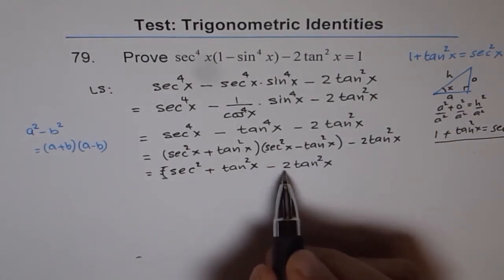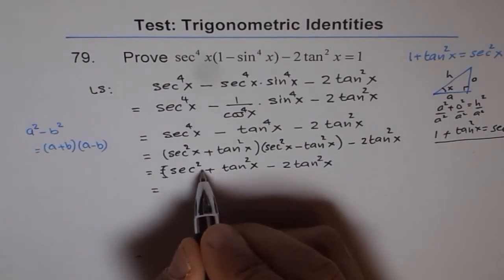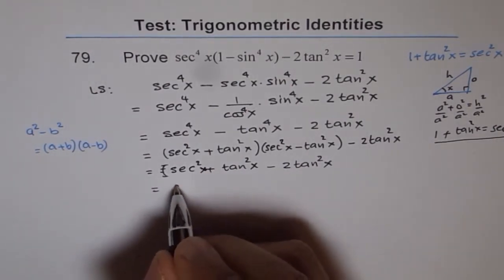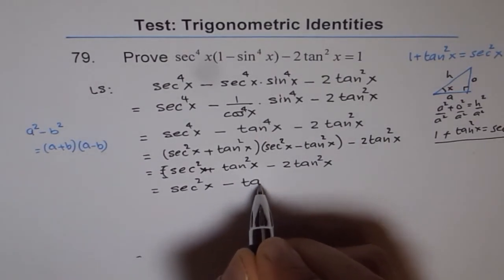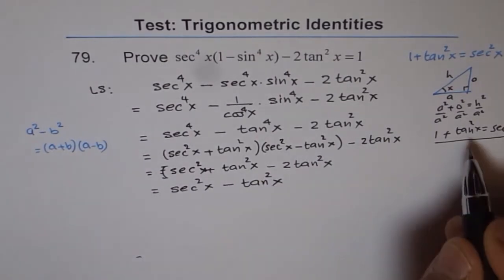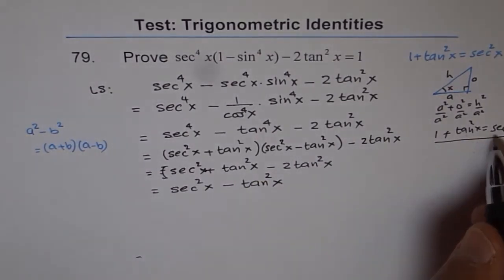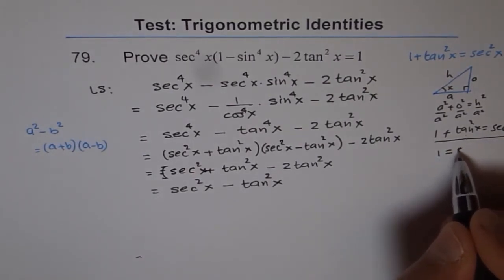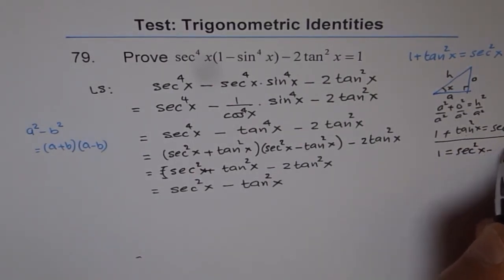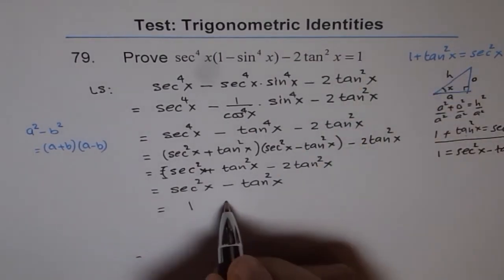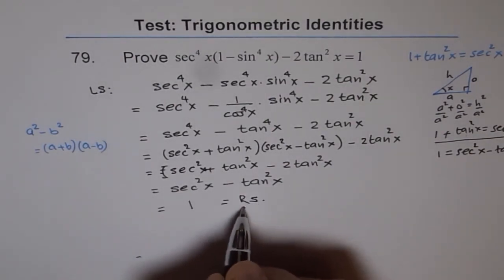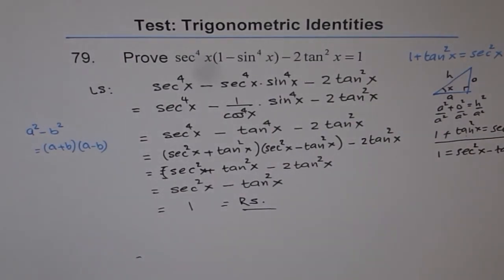Now tan square x minus 2 tan square x will give me minus tan square x. So I'm left with secant square x minus tan square x. And what is secant square x minus tan square x? Let me write here. So 1 is secant square x minus tan square x. So that is equal to 1, and that is what we wanted to prove, which is the right side. So that's how you do it. Okay? Thank you.